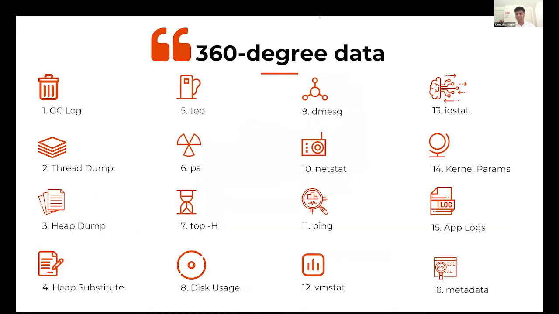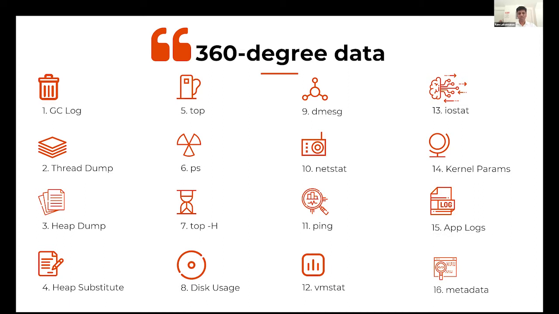So what is the 360-degree data that we want to capture? This is the list that we have come up with, and we have found it a very practical use case to have this data to troubleshoot any sort of production-related performance problems. So these are the 16 artifacts. In this talk, we are going to go into the detail of these 16 artifacts and how they can be helpful for troubleshooting production problems in the containerized Kubernetes environment.